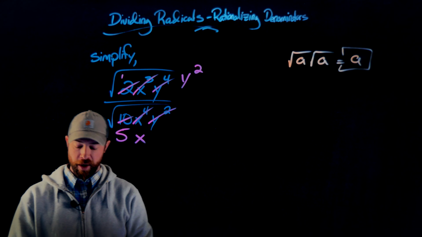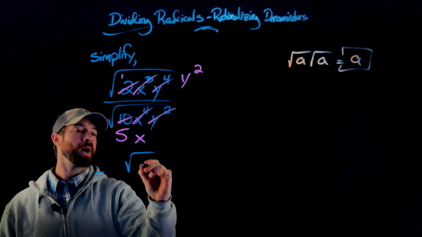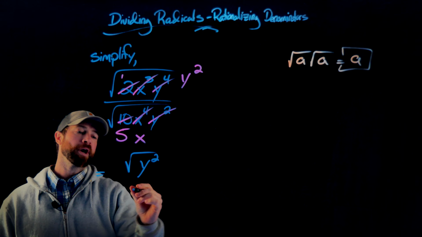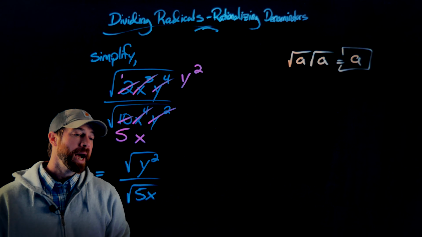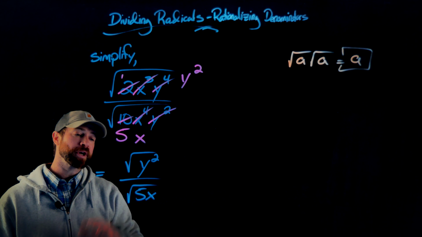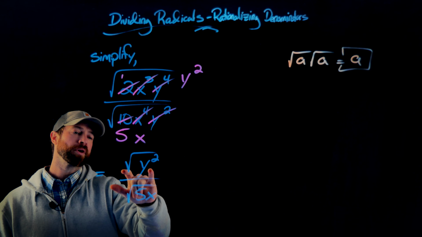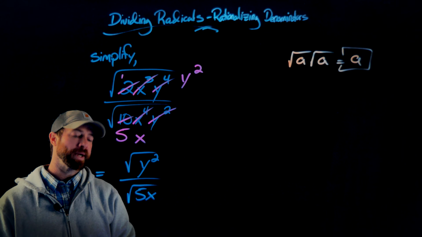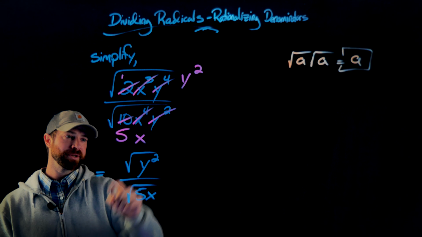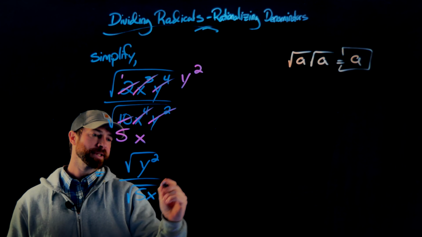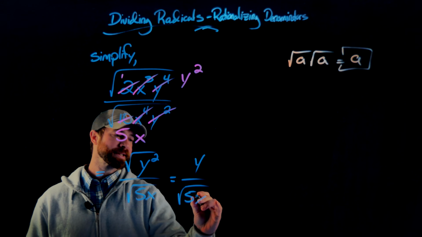So what I have now is the square root of y squared in the numerator. In the denominator, I have the square root of 5x. I have now simplified all the common factors. What I could do now, and I will do actually, is reduce this square root of y squared. That would just give me a y, because I divide that exponent by 2 when taking the square root. This will give me y over the square root of 5x.